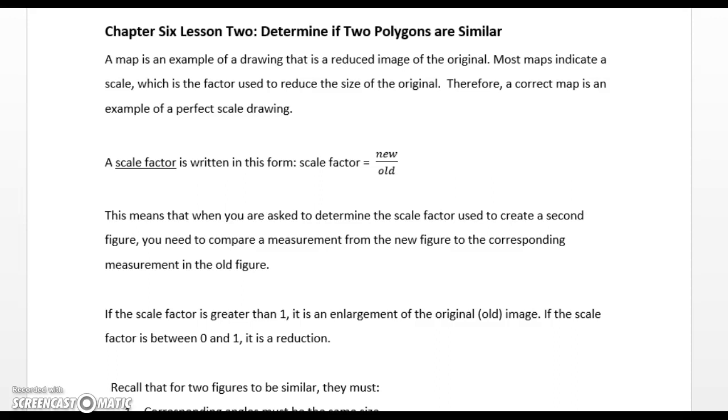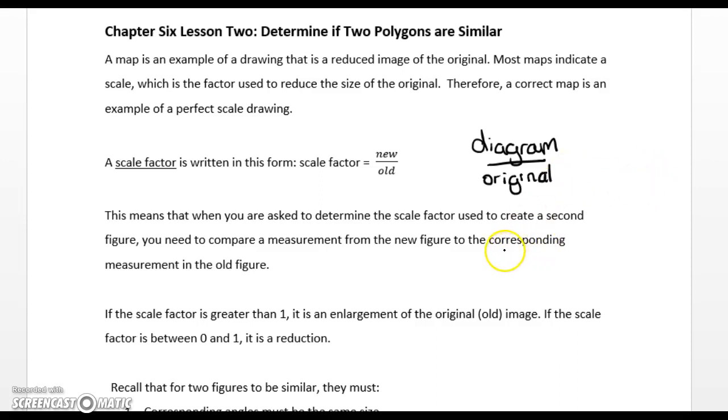And we can write it in the form scale factor is equal to new over old, or you could also write it as the diagram dimension divided by the original. So in this case here, we would have the dimension of our map divided by the dimension of the actual world, so the distance in real life. So this means that when you're asked to determine the scale factor used to create a second figure, you need to compare a measurement from the new figure to the corresponding measurement in the old figure.